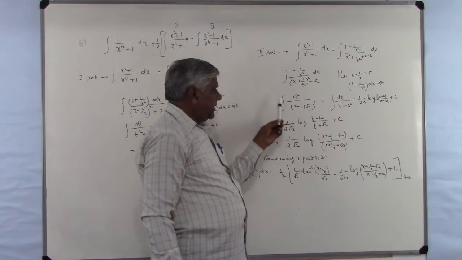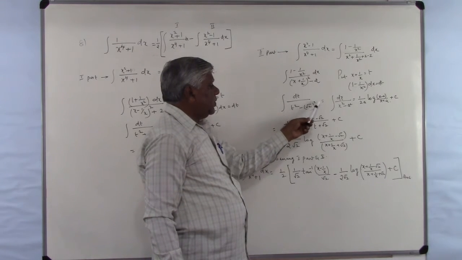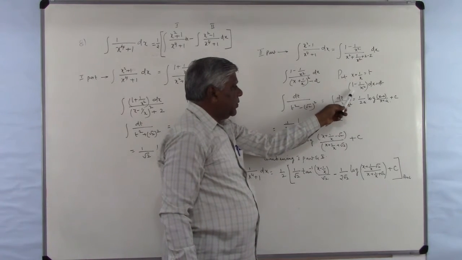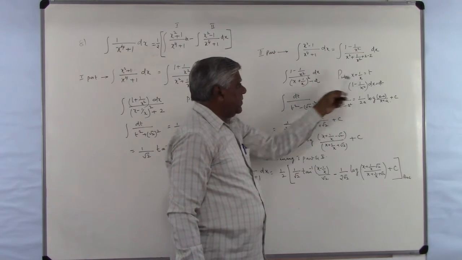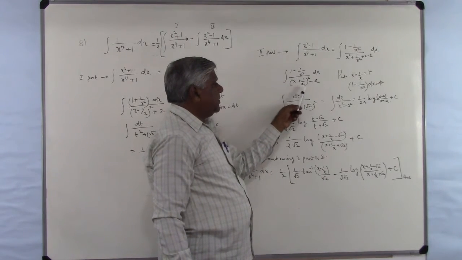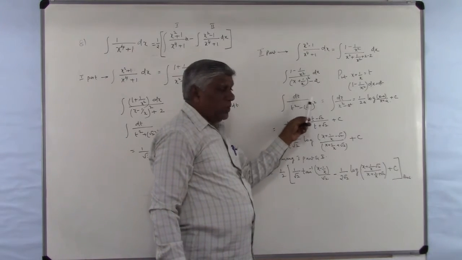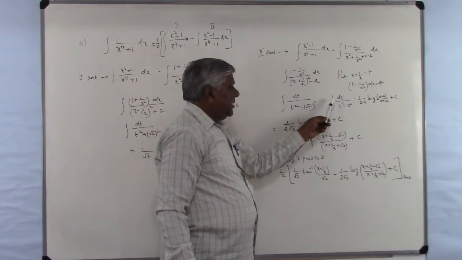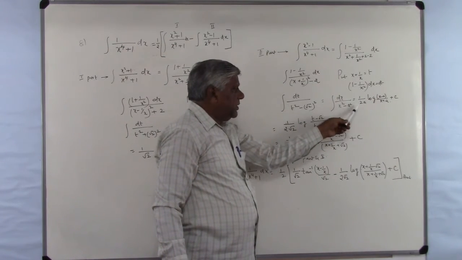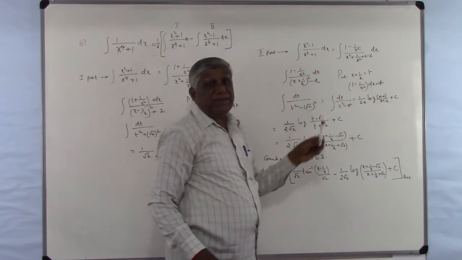What will happen? Integral dt by t square minus root 2 whole square, because when you differentiate this, it becomes 1 minus 1 by x square dx is equal to dt. The entire thing becomes dt divided by t square minus root 2 whole square. This is of the form integral dx by x square minus a square, which is nothing but 1 over 2a log x minus a by x plus a plus c.